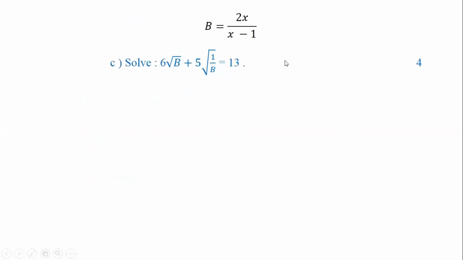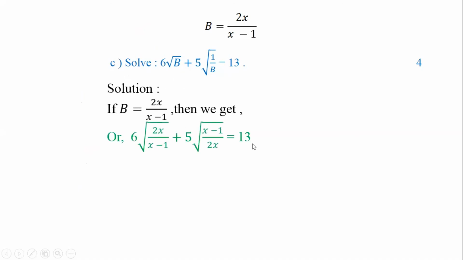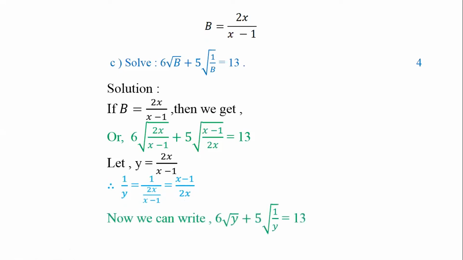But now, we solve this problem. We are given some information in this stem. At first, we put the value of b in this equation. Then we get this equation. So here, if we put y equal to this term, then we get 1 by y equal to x minus 1 by 2x. So now we can write 6 root over y plus 5 root over 1 minus y equal to 13.